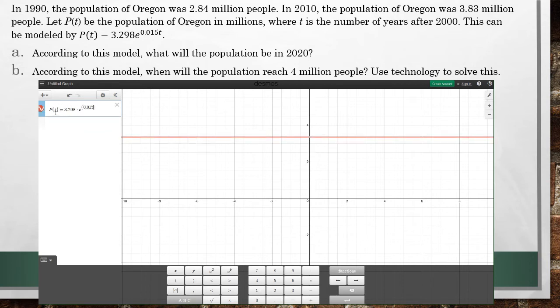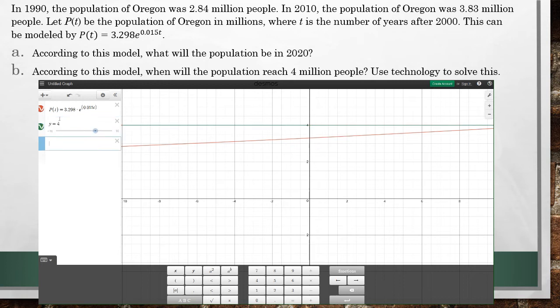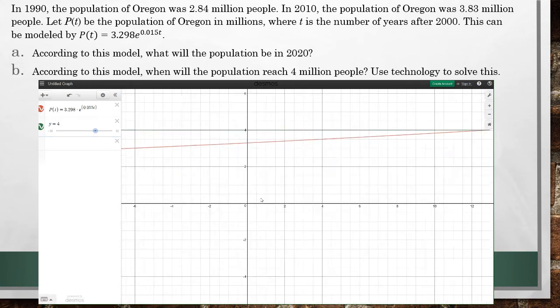Now we want to see when this population is going to reach 4 million people. So that's when P of t equals 4. I'm going to type in y equals 4 and see when these two lines intersect. I'll have to end up scrolling around here.